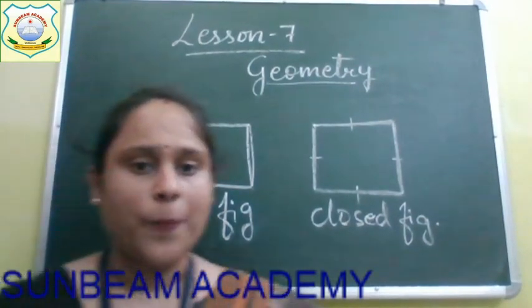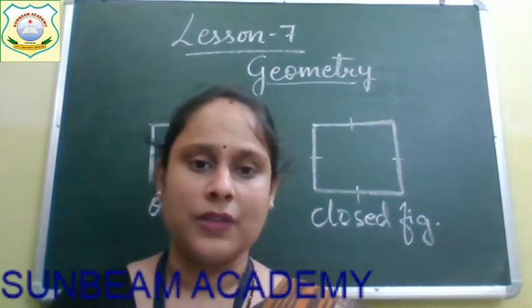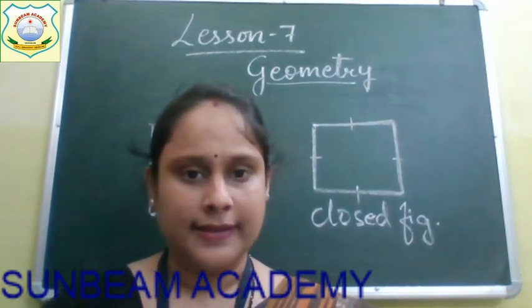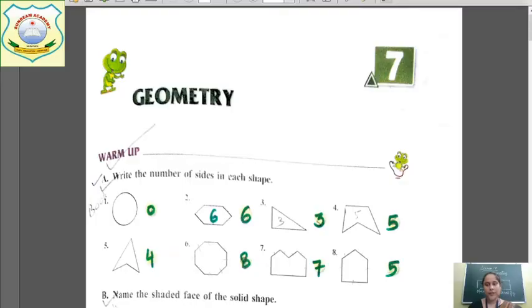Now children, open your book. Lesson 7 geometry, take out warm up and we will start doing the warm up exercises. Now children, take out your book, open page number 113. All of you take out your book and open page number 113. Lesson 7 geometry. Okay. Now take out warm up exercises. See the first page. See the first question all of you.